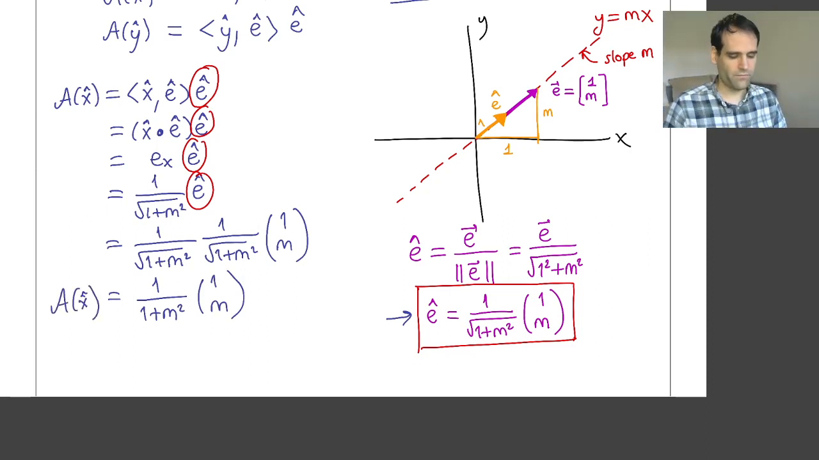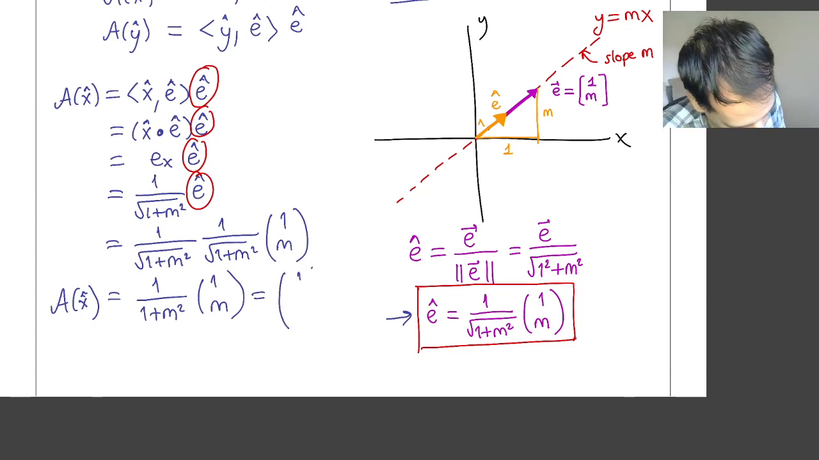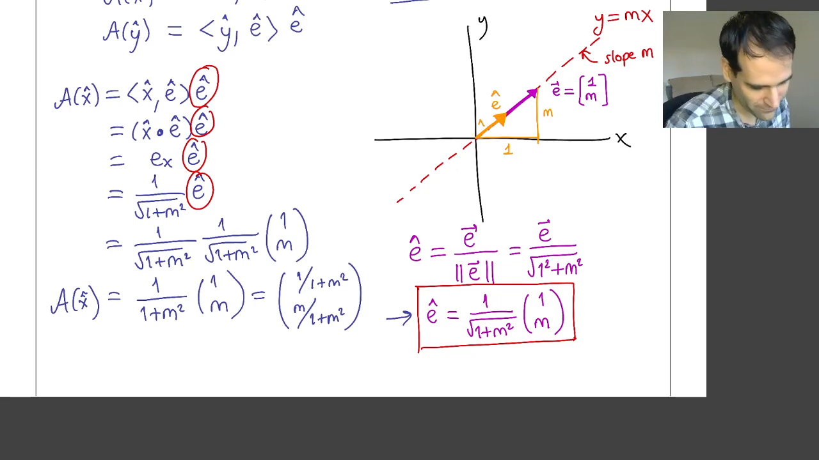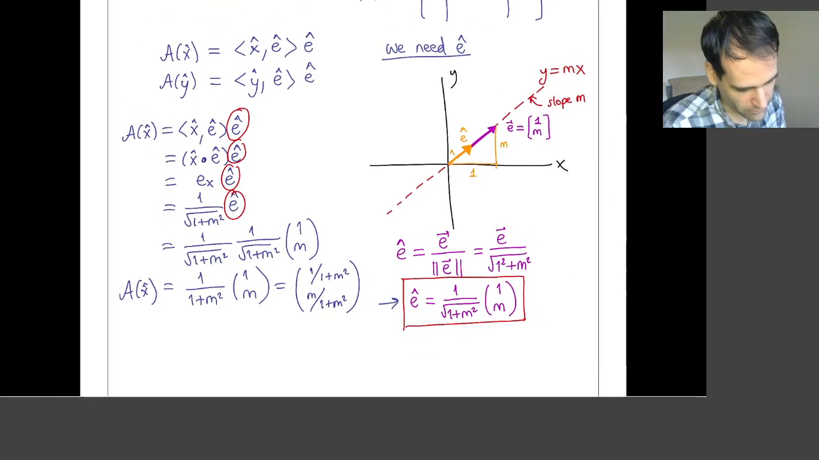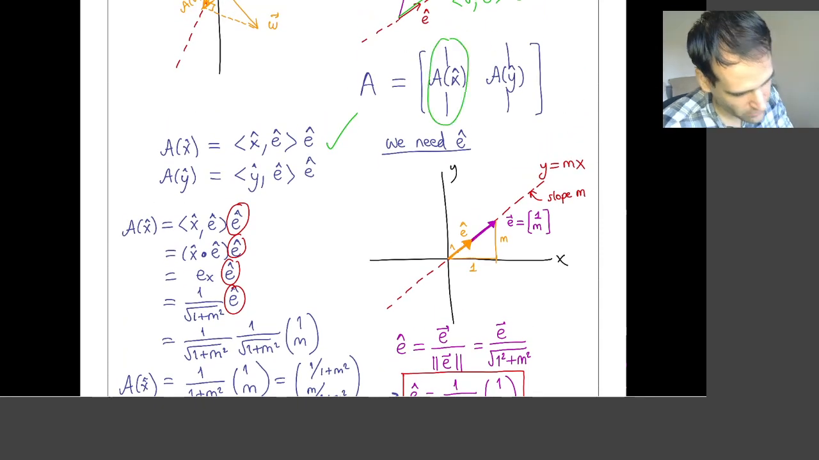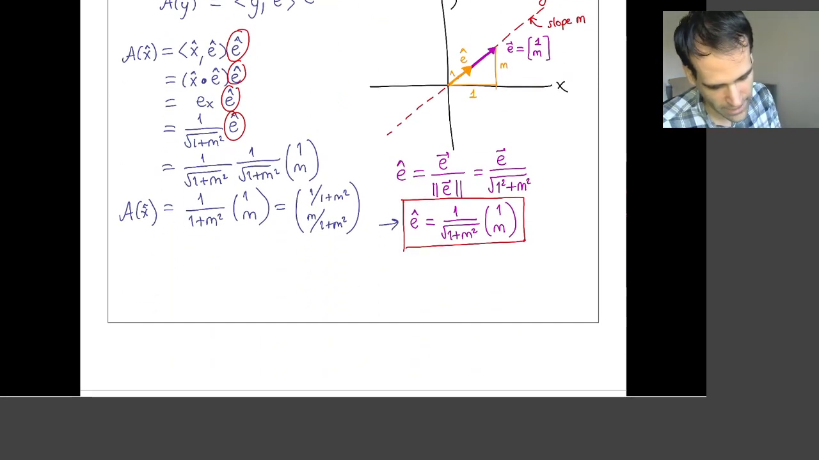This vector, which is a column vector, is 1 divided by 1 plus m squared, and m divided by 1 plus m squared. This will be the first column in our matrix. Okay, great, we are almost done. We have the first column. Now we need to look for the second column, which is the transformed version of y hat.